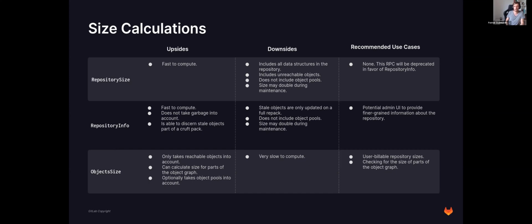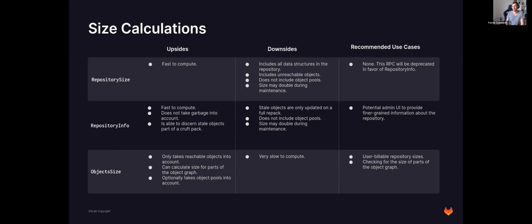RepositoryInfo has the advantage that it's, again, still fast to compute while also not taking into account garbage and metadata and so on. And it also gives you an ability to discern stale objects in the context of Cruft packs. But again, stale objects are only updated on a full repack, so only every 5 days. It does not include object pools, and also the size may still double during maintenance. But there's an interesting use case for this.